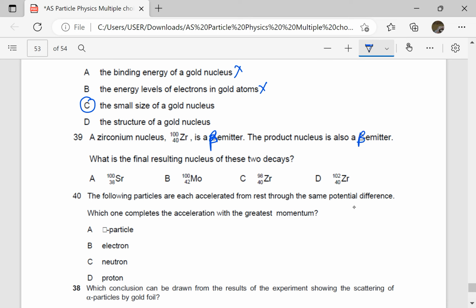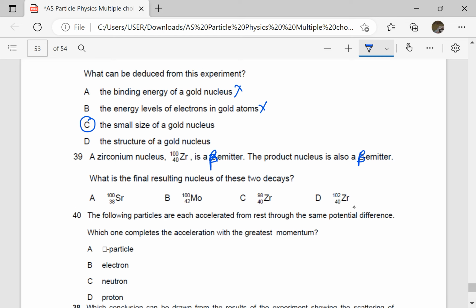What is the final resulting nucleus of these two decays? For a beta emitter, the proton number increases by 1 because beta is 0, negative 1. So the first one, the proton number is 40 plus 1. Then again, the product nucleus is also a beta emitter, so the proton number increases by 1 again. So it becomes 42. Nucleon number does not change. So these two are wrong. Then these ones, the proton number increases. So that will be B.